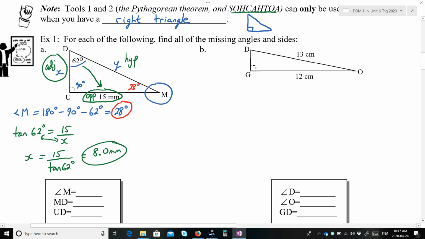Okay, so we figured out x, and now we have to figure out y. So if we continue using angle 62, the opposite side is the 15, and y is the hypotenuse. And which ratio deals with opposite and hypotenuse? That would be sine.